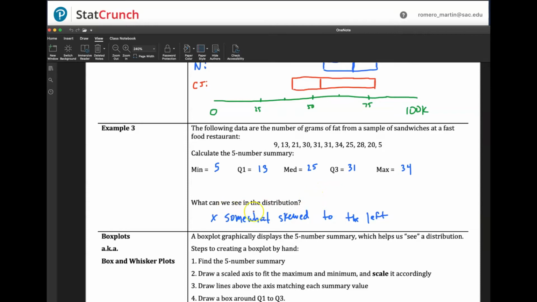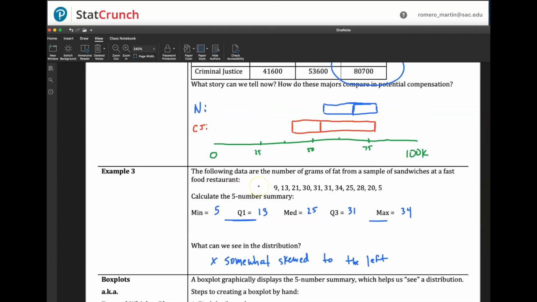What can we say? What do we see in the distribution? It looks like these values are kind of spread out, and these are closer together. I would say it's kind of skewed to the left a little bit, just because you can see the larger difference between those values there. You'll see that.